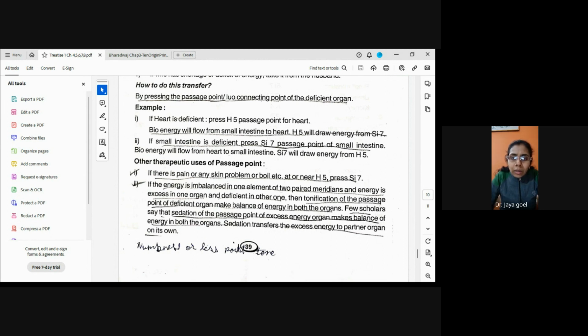Other therapeutic uses: if there is any problem on the skin near the Luo connecting point of one meridian, then we can give the treatment on the Luo connecting point of the coupled meridian. Like if there is some boil or skin problem near H5, we can give treatment on SI7.